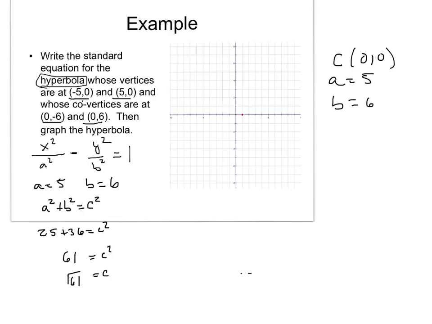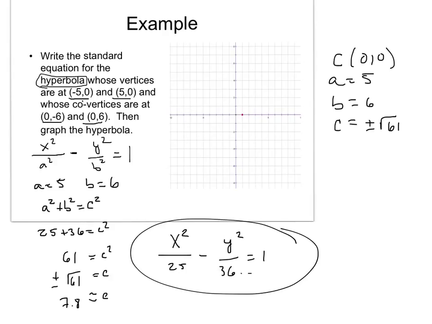In order to graph this, and that's a plus or minus, we're going to go in two different directions. The decimal value is approximately 7.8. So I know c, and I'm just going to use that for graphing purposes, square root of 61. So the equation is going to be x squared over 25 minus y squared over 36 is equal to 1. And notice a squared is less than b squared, and that's okay. That's different from our previous shape.